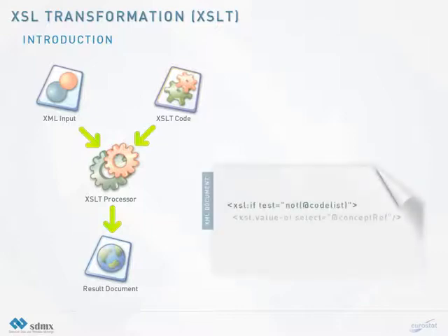In this example, we can see a conditional sentence which depends on the element code list. The main element is the conditional element. This means that if the expression to be evaluated, test, does not have an attribute code list, the output value will be extracted from the attribute concept ref and with the literal text type.